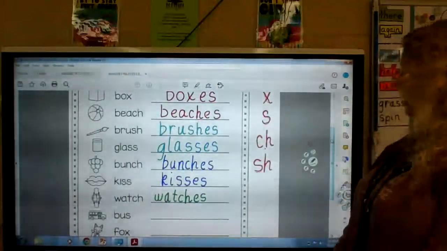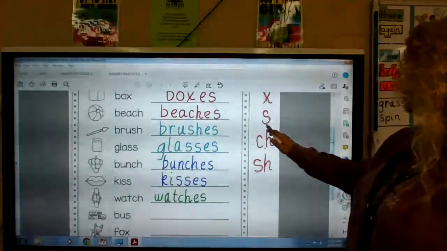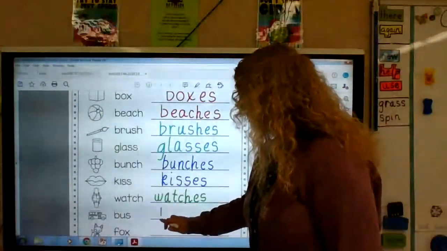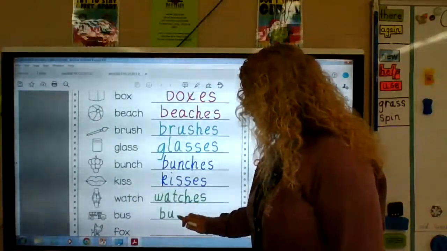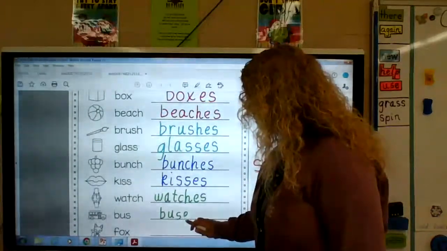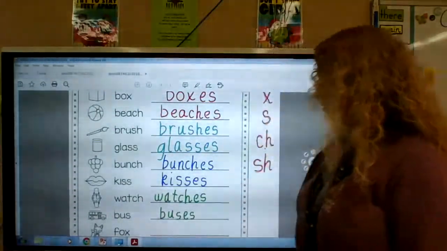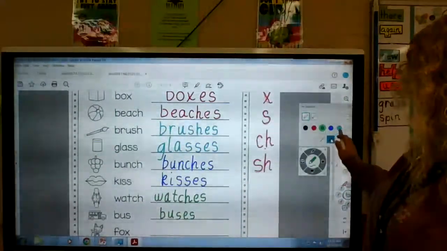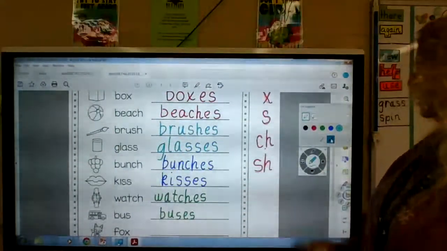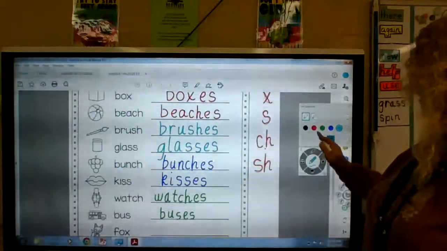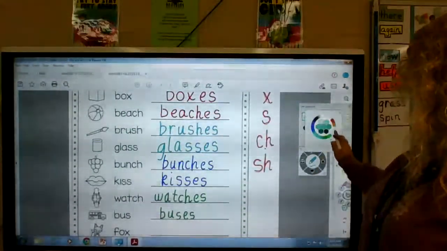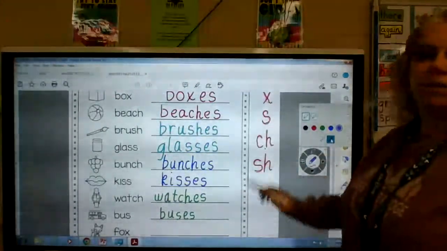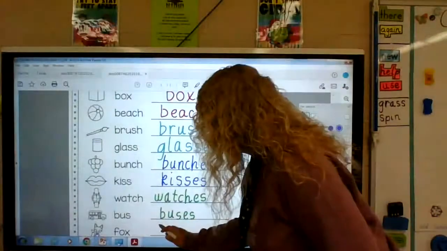Bus, we said we did that when we looked at that one. Ends with an S, so it needs an ES, buses. We have lots of buses that come to our school. And then we have fox. It has an X, so it needs ES, foxes.